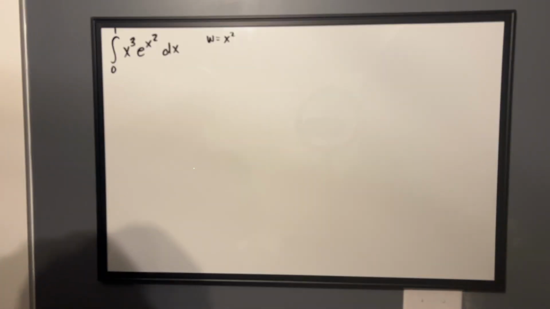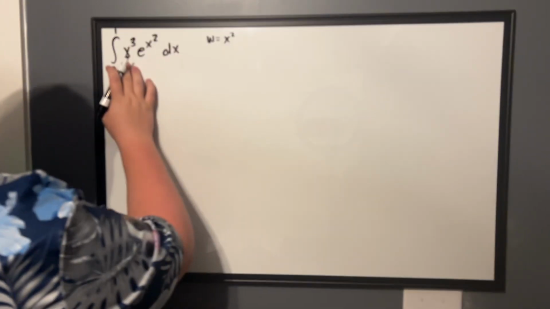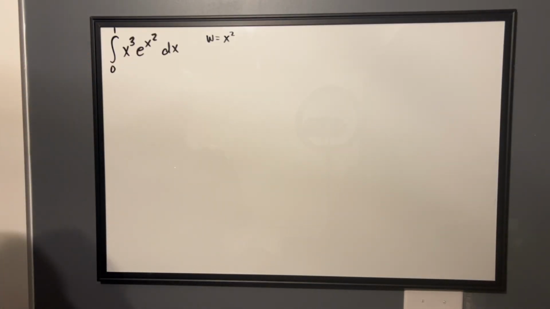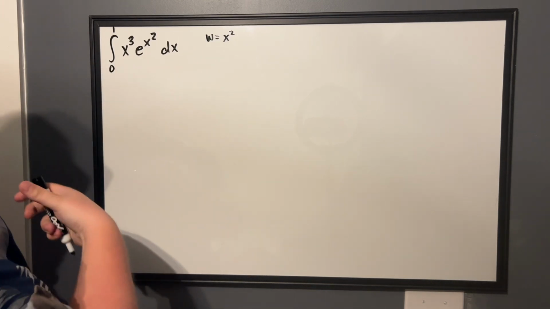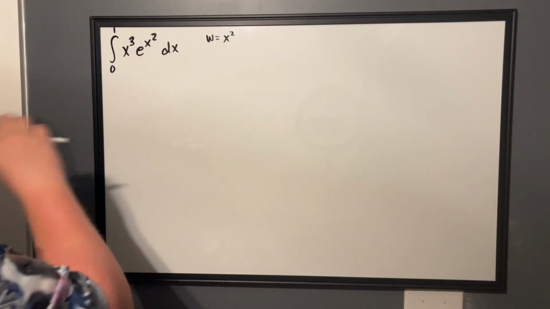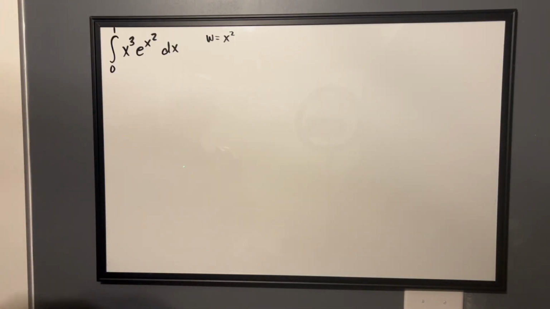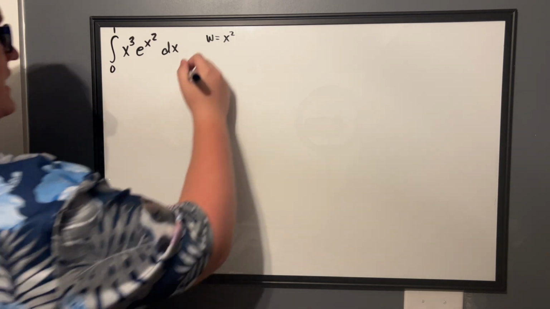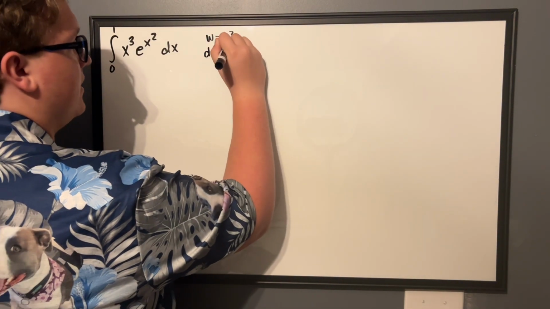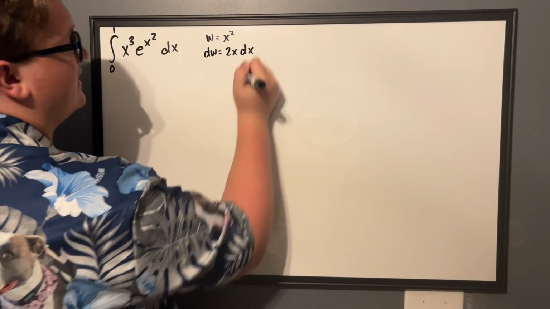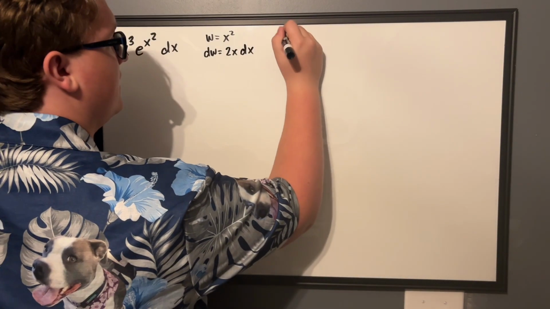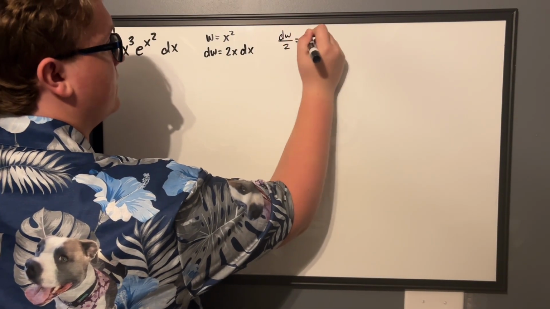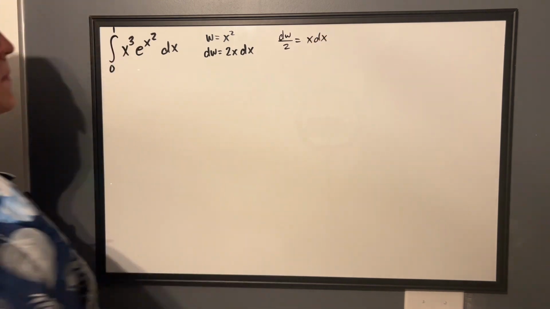Now this may look like a weird substitution at first because you usually will start with the higher degree term and hope it comes down. But because this x squared is in the exponent of the e, we're not going to be able to use dw to get this out of the way. So we're going to have to start with that x squared, which means that dw is going to be 2x dx. And before we go on, I'm going to say that dw over 2 is equal to x dx.